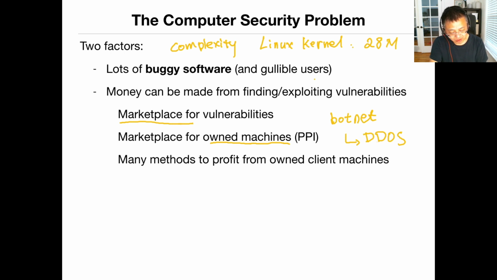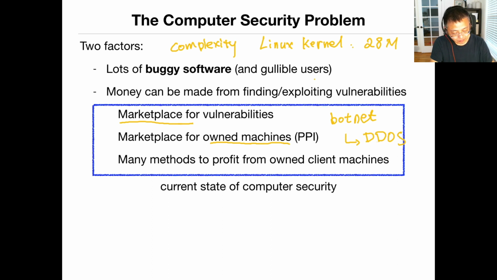Okay, there are many methods to profit from owned client machines. So this is the current state of computer security. Because of this, there is a place to sell and buy vulnerabilities, so people can make money from those vulnerabilities. If you know what's the most popular malware currently in the market, that would be ransomware.